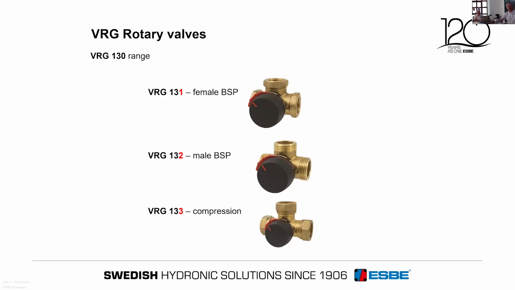The other thing is we've got different codes, different figure numbers, and people are a little confused what they all mean, but just to let you know, that final number there, a 1 is a female BSP, the 2 is the male BSP, and the 3 is the compression version. So that's a bit about different styles of valves, particularly in diverting.